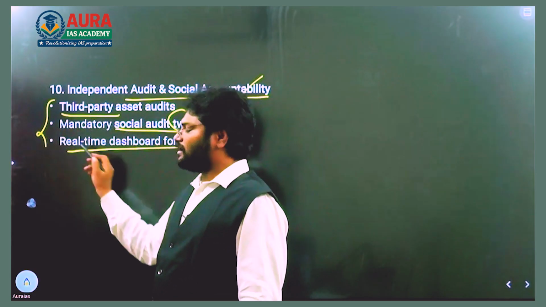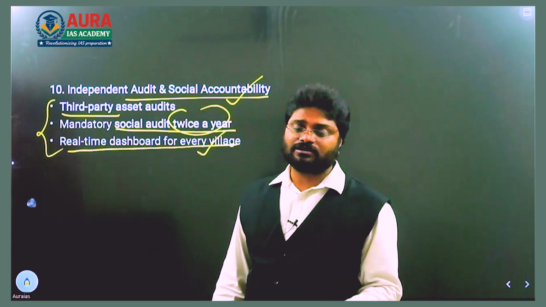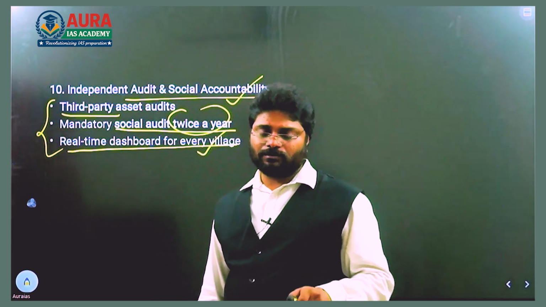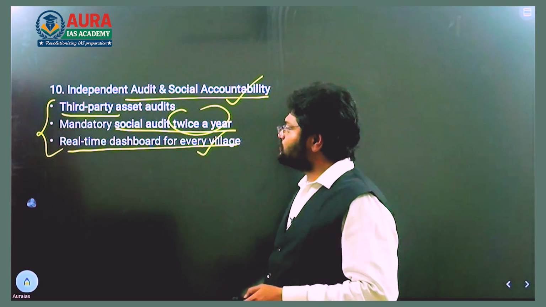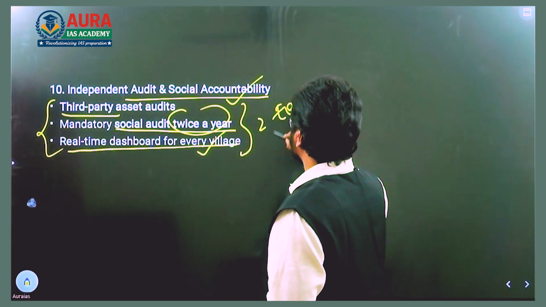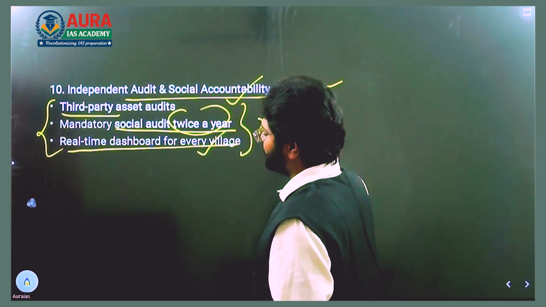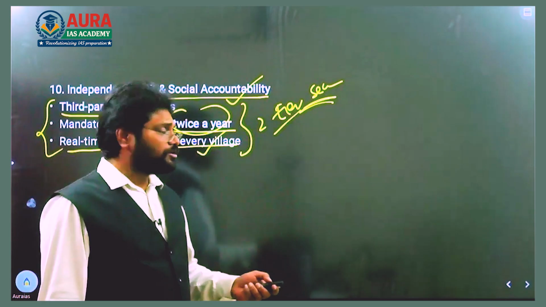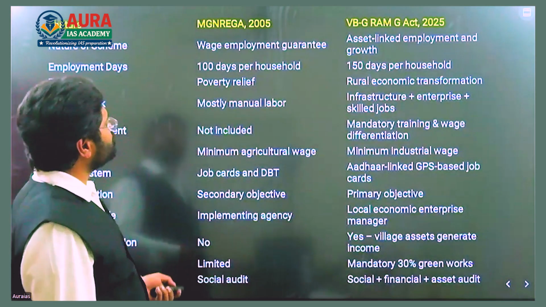So here both third party and Gram Sabha are the stakeholders when it comes to inspection of the works and auditing of the funds. So two-tier security is there. Two-tier security or auditing mechanism. So these are all the core features you should remember when it comes to the new Act.